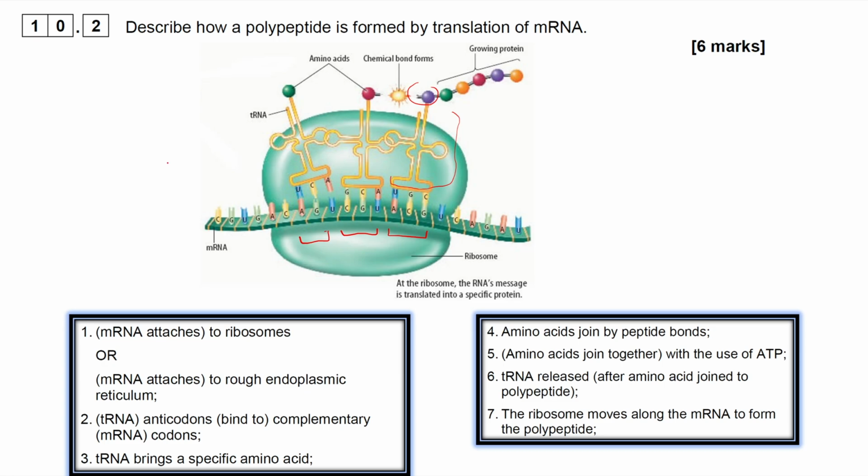Obviously, we need energy. That energy comes from the ATP. Number 6, transfer RNA released after amino acids joined to polypeptide. So once the transfer RNA has given its amino acid, it detaches itself. And number 7, the ribosome moves along the messenger RNA to form the polypeptide.